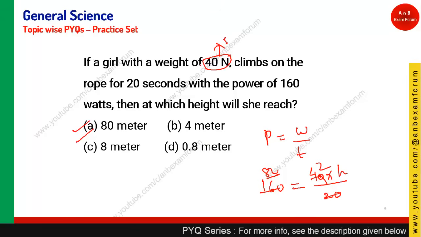So don't confuse that it is force, and we know that the force is equal to mg. So basically this is the weight. Weight means mg. Okay, so it is basically mg, and h we need to calculate.